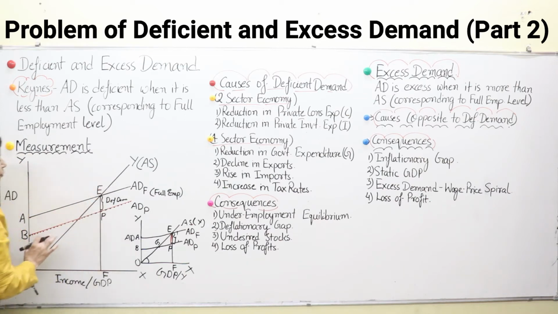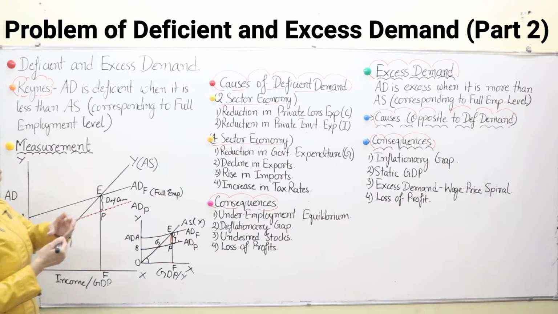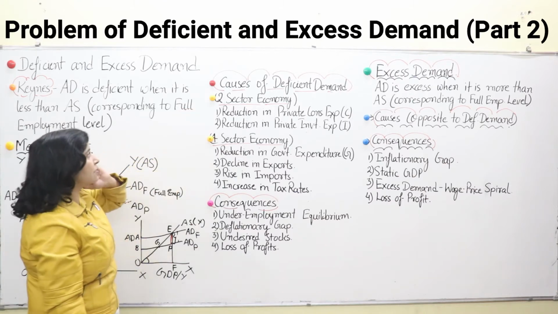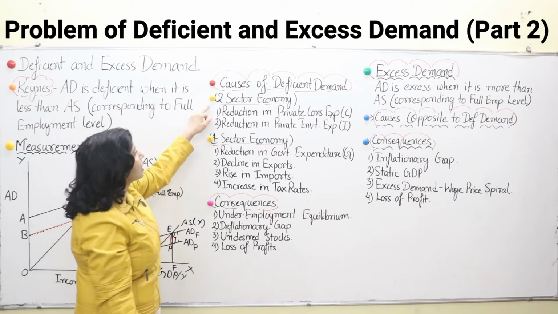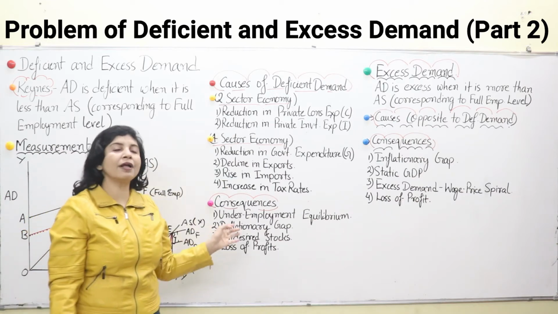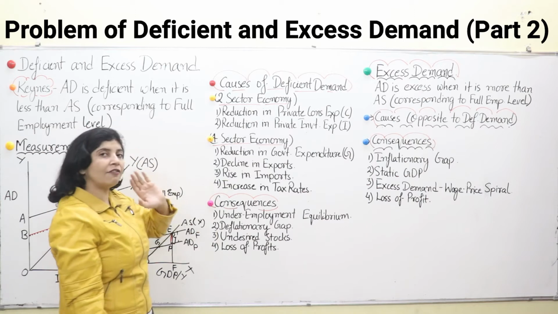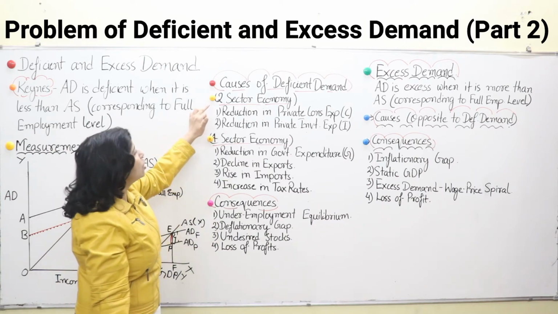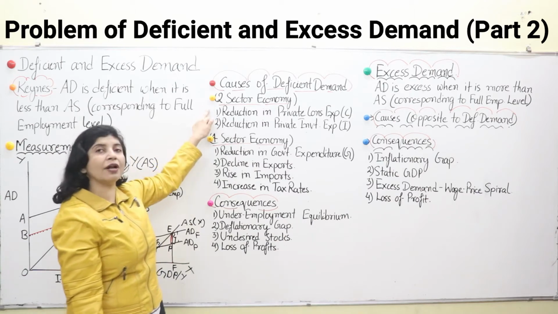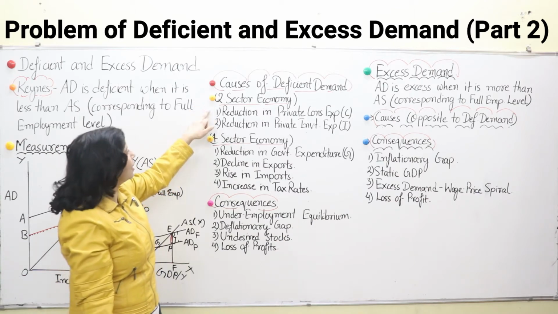So it's clear to you people? Right, we will make you understand later on. We'll come to this diagram once again. Now the causes of deficient demand we need to discuss first, in a two-sector economy and also in a four-sector economy. In a two-sector economy, only households and firms are included. We have already discussed this in our previous videos, so you can watch those videos.